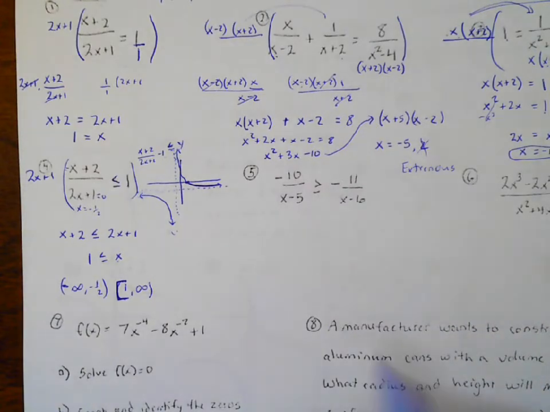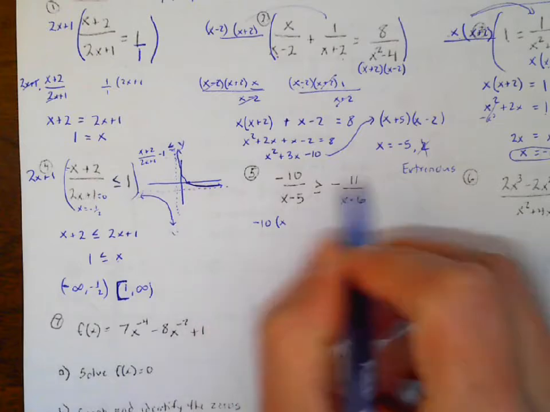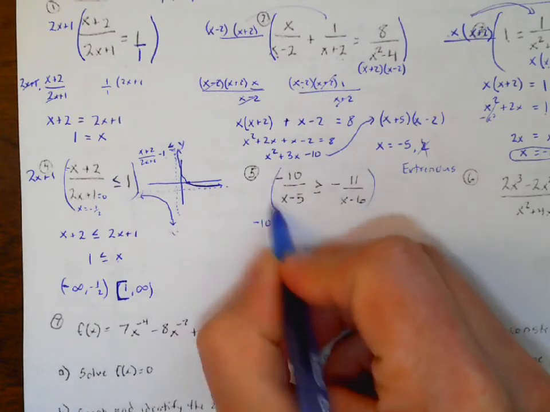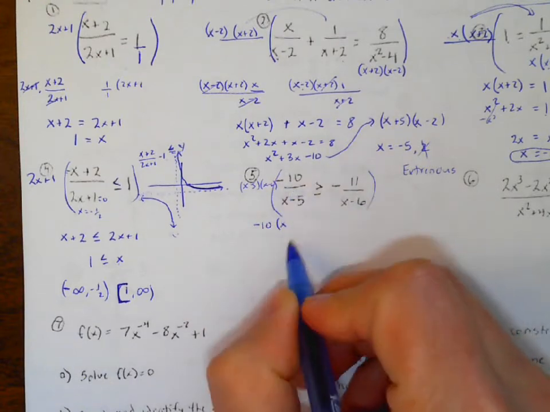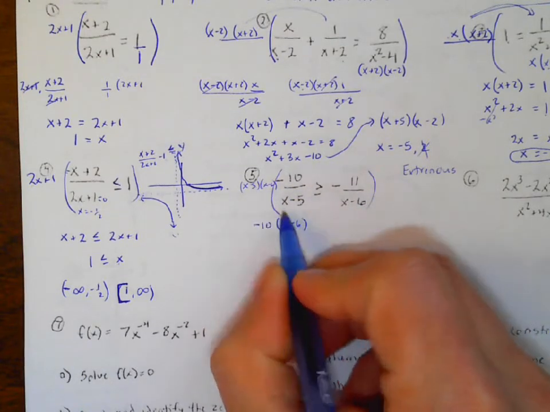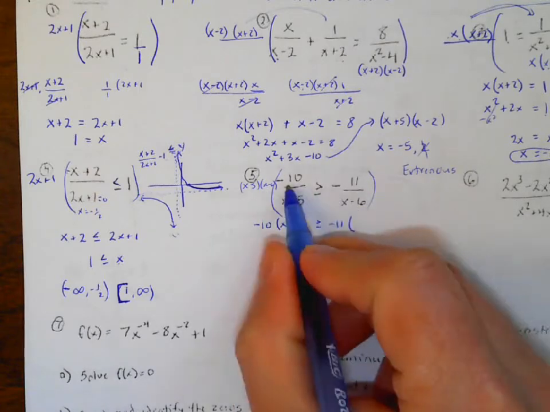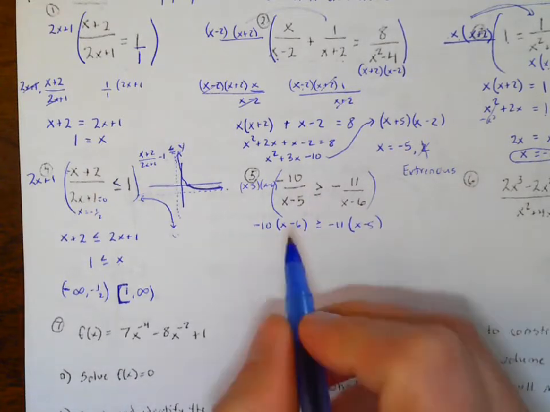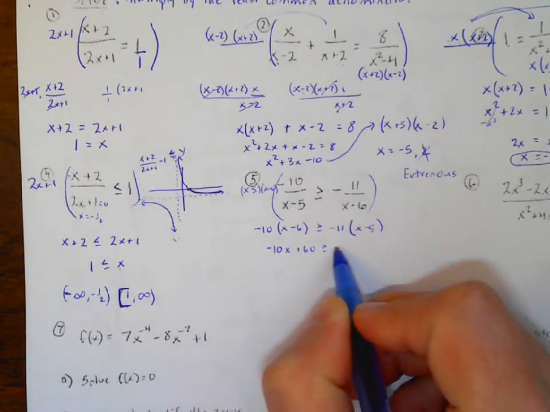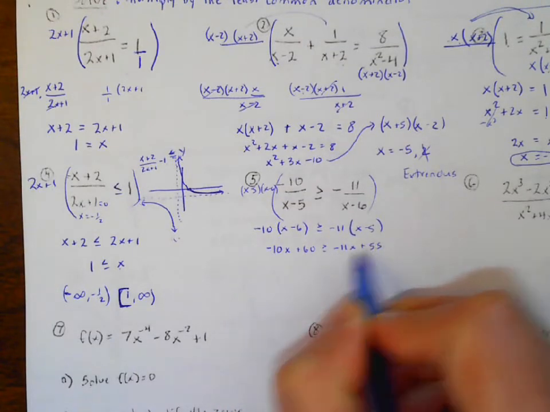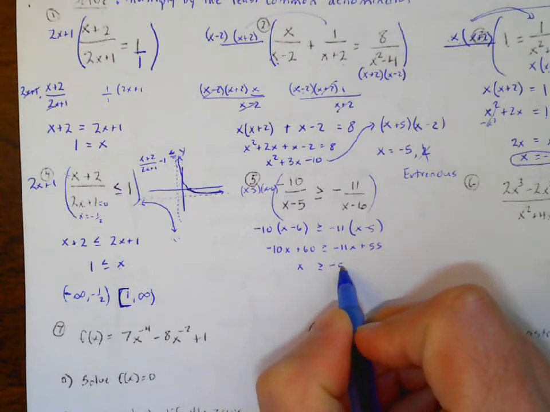Okay, number 5. If I cross multiply, or multiply both sides by x minus 5 and x minus 6, I have negative 10 times x minus 6, because the x minus 5's cancel. And I have negative 11 times x minus 5, because the x minus 6's cancel. If I solve this, negative 10x plus 60 and negative 11x plus 55, add your 11x over, subtract your 60 over, I get this equation.